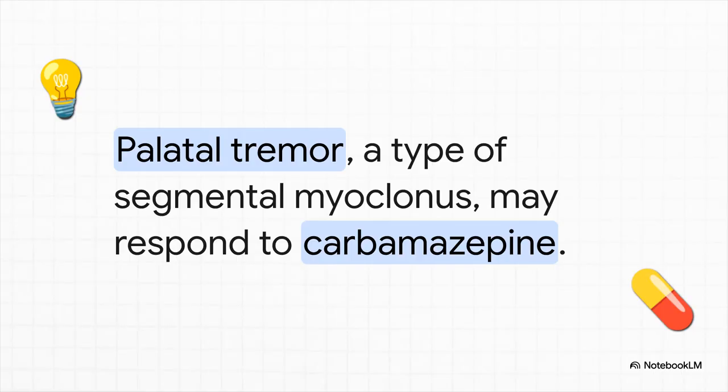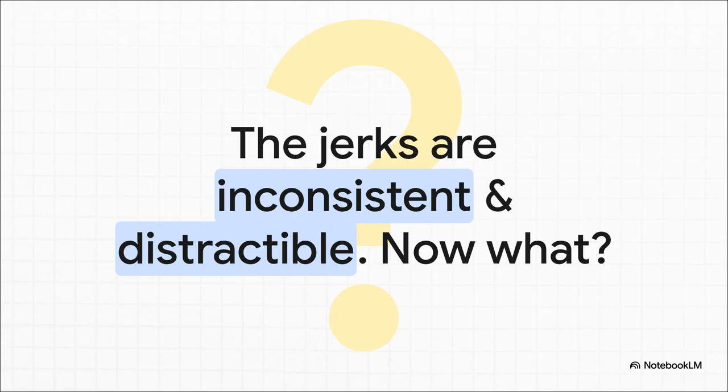And here's one little clinical pearl to keep in your back pocket. For a very specific type called palatal tremor, you know those rhythmic movements of the soft palate, it's worth knowing that for some reason it can respond really well to carbamazepine. So let's end with a final crucial question. What do you do when the jerks just don't seem to fit the rules? What if they're inconsistent or you can distract the patient out of them? This is when you have to consider psychogenic myoclonus. And it's a powerful reminder that no matter how good a framework is, nothing, and I mean nothing, replaces a thorough history and just a keen clinical eye right there at the bedside.